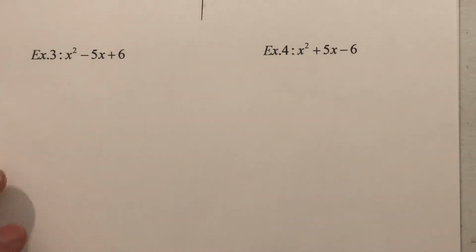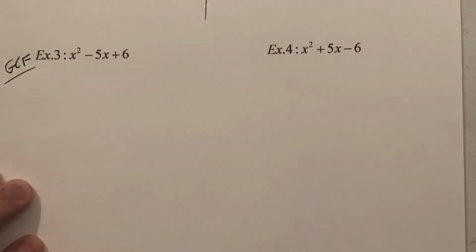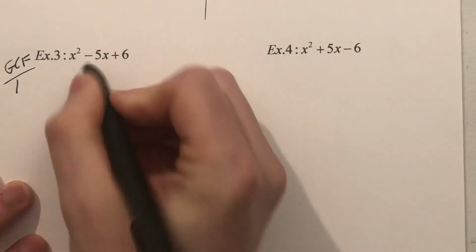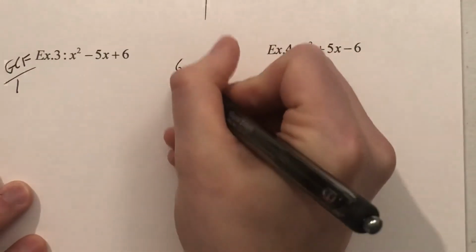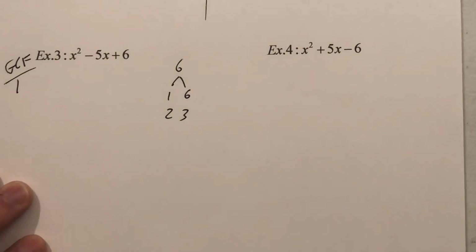Okay, let's look at the next one. Again, first step, GCF. GCF is a 1, but it's an x squared, x, no x with a 1 out front. So, number game, things that multiply to 6. 1 and 6, and 2 and 3.